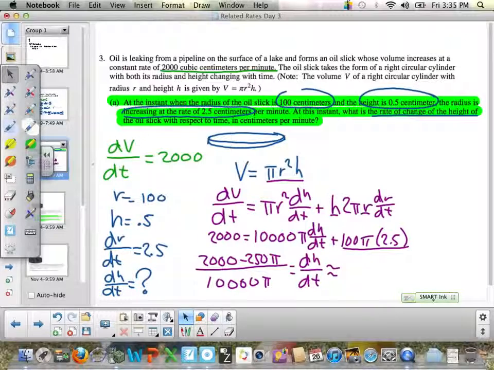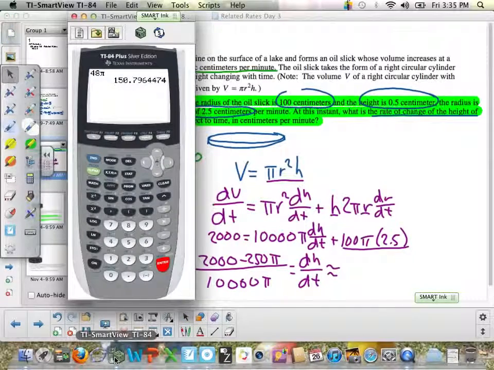which, if we take a look at it, 2,000 minus 250 pi divided by 10,000 pi. Make sure you group your 10,000 pi because you want your fraction to divide that entirely.